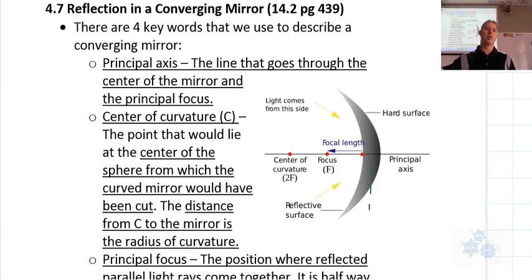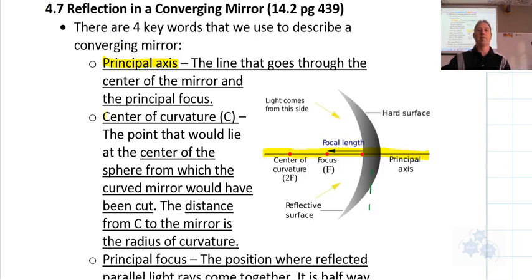Here in 14.2, we'll talk about some definitions, some terms that you need to know. So when we're talking about a reflection in a converging mirror, which is specifically what we're talking about in 14.2, there are four key words that you need to know in order to describe the situation. So principal axis is the first one. The principal axis is this axis right here that travels through the center of the mirror and the principal focus.